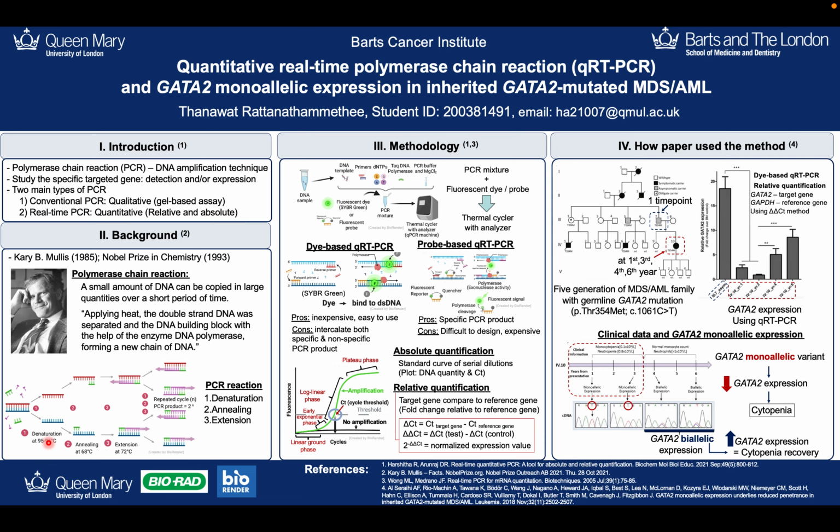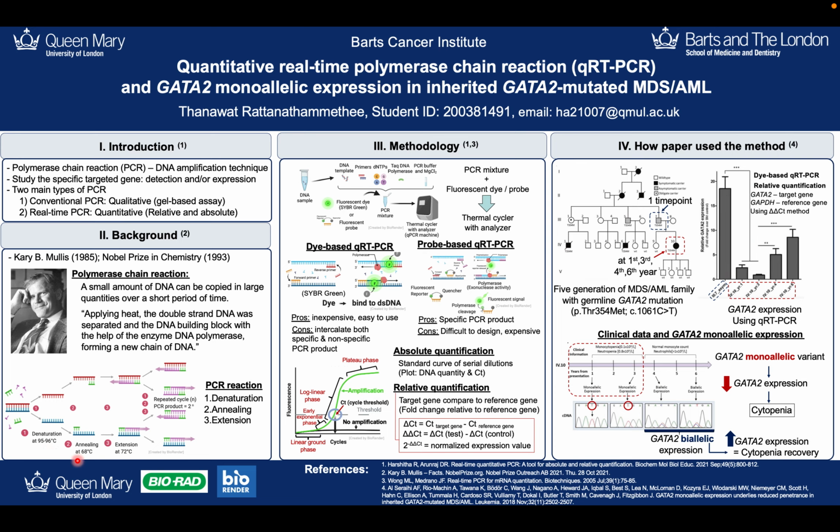PCR reaction requires three phases of temperature adjustment. The first phase is denaturation. Temperature is about 95 degrees Celsius. The double-strand DNA will be separated into single strands.